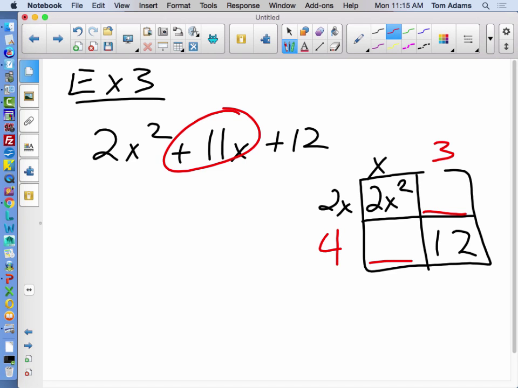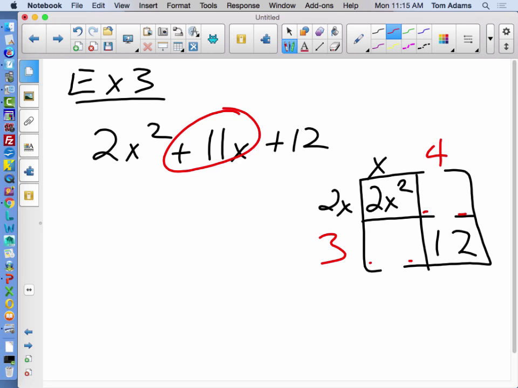Now, watch what happens. If I multiply this through, I'm going to get 6x and 4x. When I add them up, it's 10. It doesn't add up. We're off by 1. So what do I do? I just erase this, erase that, and erase this. And I say, well, I wonder, what if I put a 4 here and a 3 here?